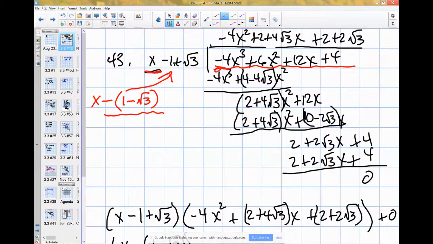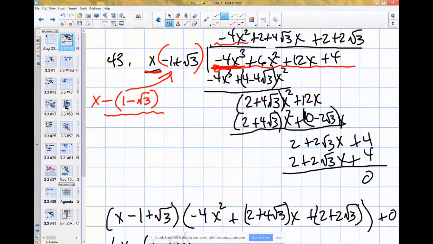And you say, how many times is x? What times x equals -4x cubed? Well, that's -4x squared. Okay, -4x squared times x, that's easy, -4x cubed. What's -4x squared times this thing I just put in parentheses?